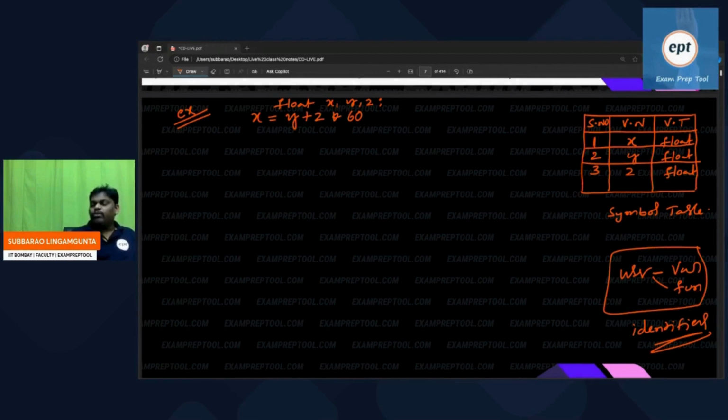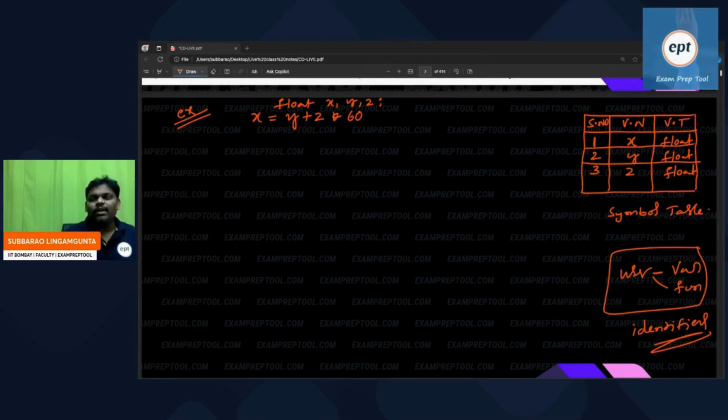User-defined variables, user-defined functions. Identification purpose only names: user-defined variable names, user-defined function names. Identification purpose only. Next one.